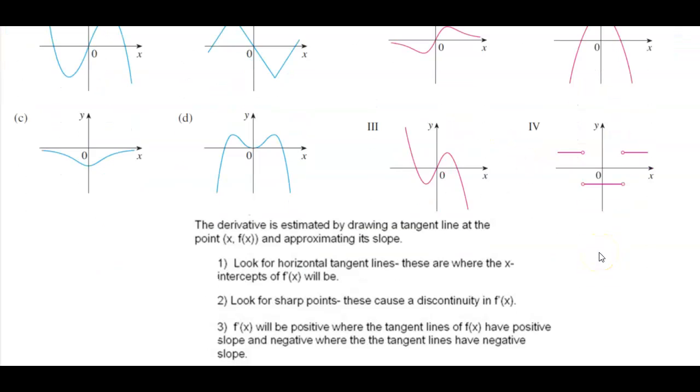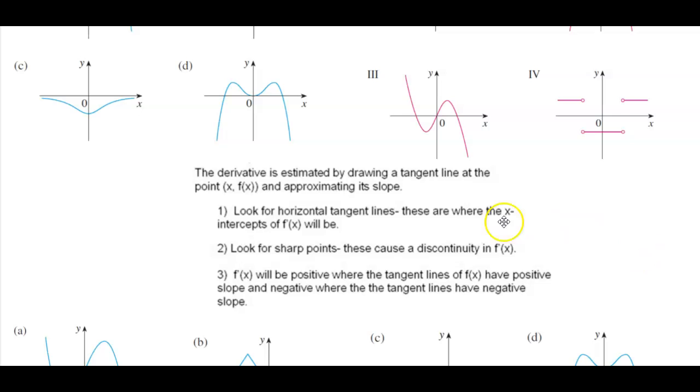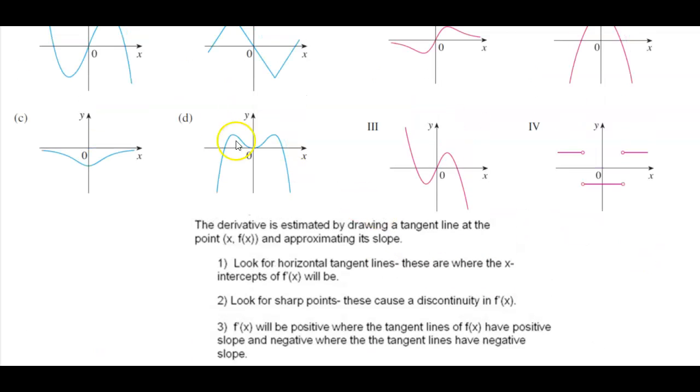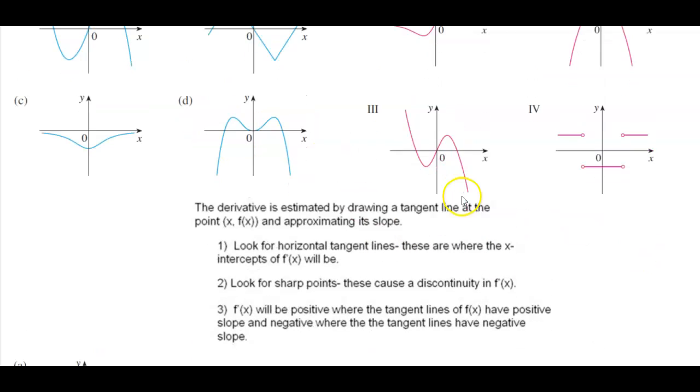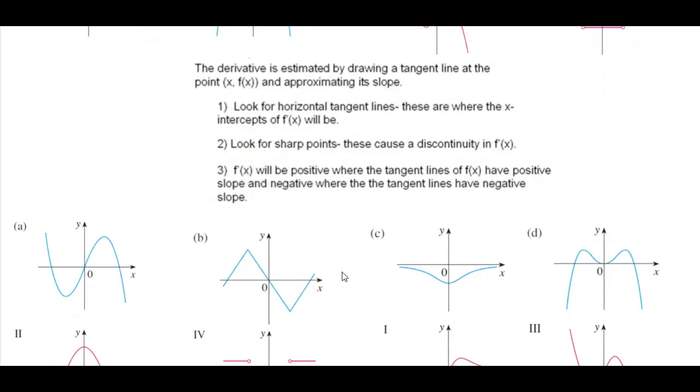Okay, so let's talk about what we need to do in order to determine which function matches with the derivative. Now, the derivative is estimated by drawing a tangent line at the point x and f of x with the approximating its slope. So you want to look for horizontal tangent lines, and these are the x-intercepts of the derivative function and where that'll be located. So let's first start with one here.